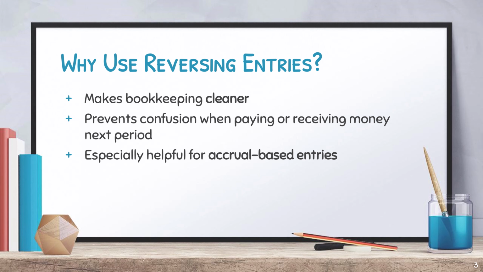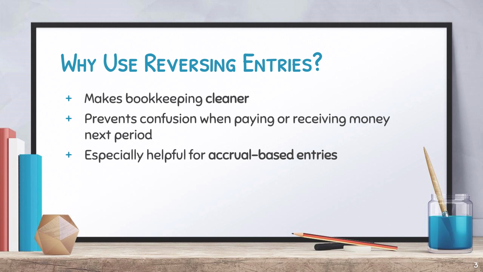Why do we use reversing entries? Let's say your lemonade stand owed your cousin $200 for helping in June. You recorded a wage expense and a liability. When you actually pay her in July, if you don't reverse that entry, your system might think you paid twice. Reversing fixes this by zeroing out the prior adjustment so you can record the actual transaction without confusion.